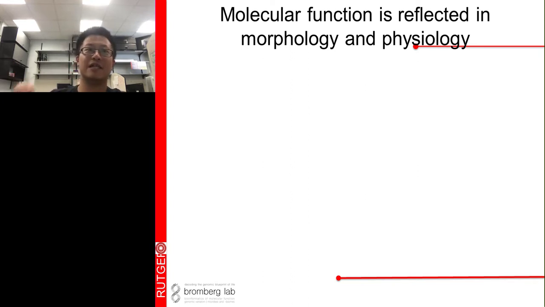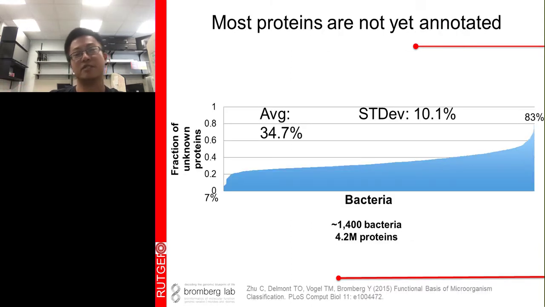The shortcut lies in the molecular function, which is encoded in the organism's genome, which reflects the morphology and the physiology of that bacterium. So if we were to use molecular function as a measure, then there are also some issues with it. The first thing is that a lot of the proteins in bacterial genomes are not yet annotated.